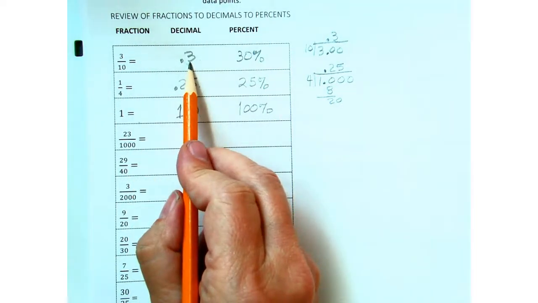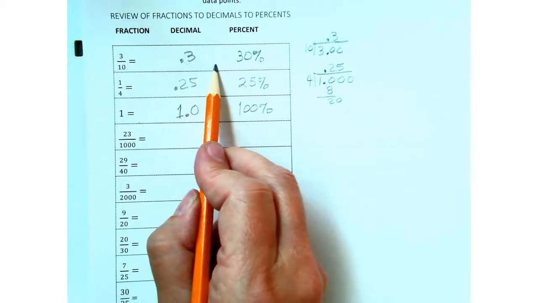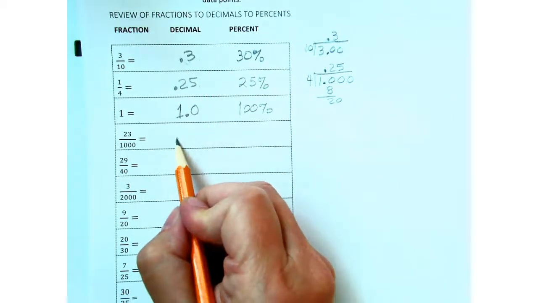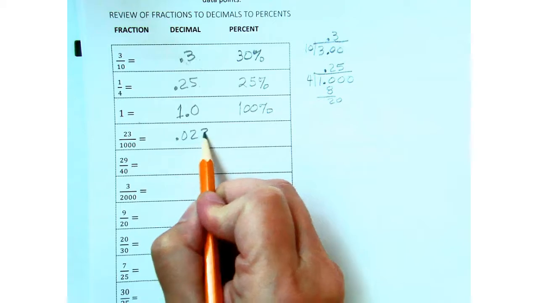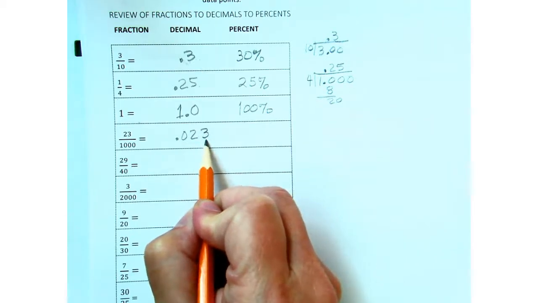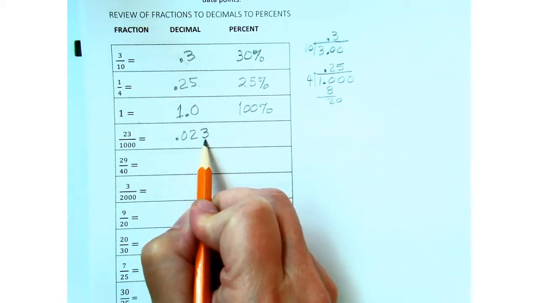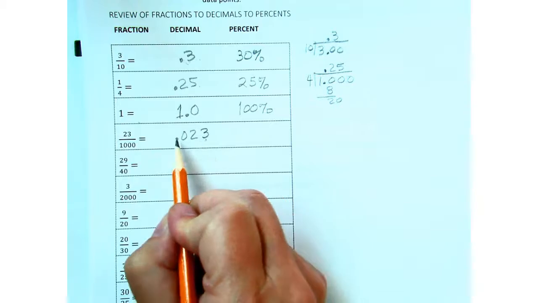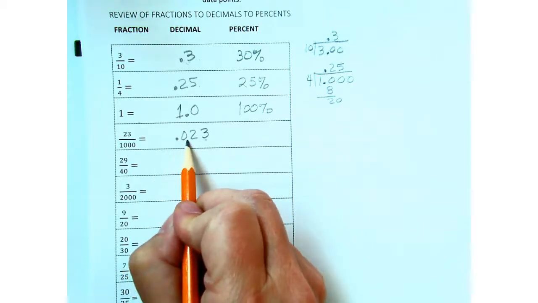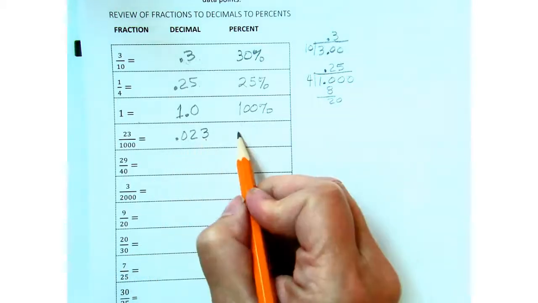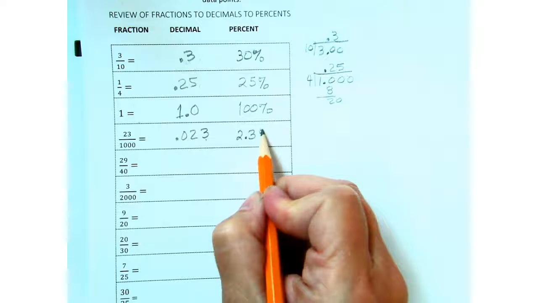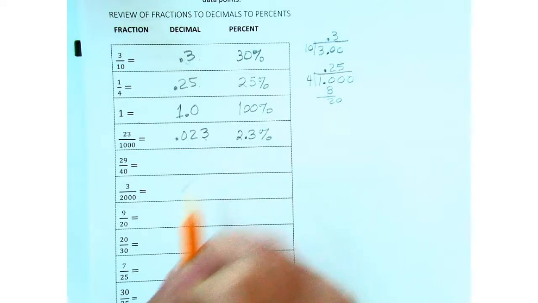23/1000ths is 23 divided by 1000, but the easier way to get this is to remember that the thousandths place is 3 places to the right of the decimal point. So write 23 and put the decimal point 3 places to the left of the end of the number. To convert this into a percent, move the decimal place to the right 2 places for 2.3%.